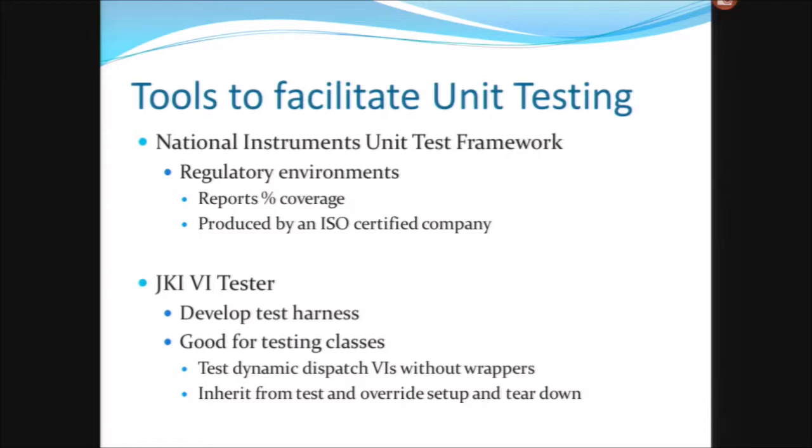The JKI VI Tester helps you develop a test harness. It's good for testing classes. You can test dynamic dispatch VIs without wrappers. With the unit test framework, you need wrappers if you're testing dynamic dispatch. And you can inherit from test and override setup and tear down methods. What that means is if you have a hierarchy of classes, you can also have a hierarchy of tests that override the test depending on which child you're testing. Does that make sense?